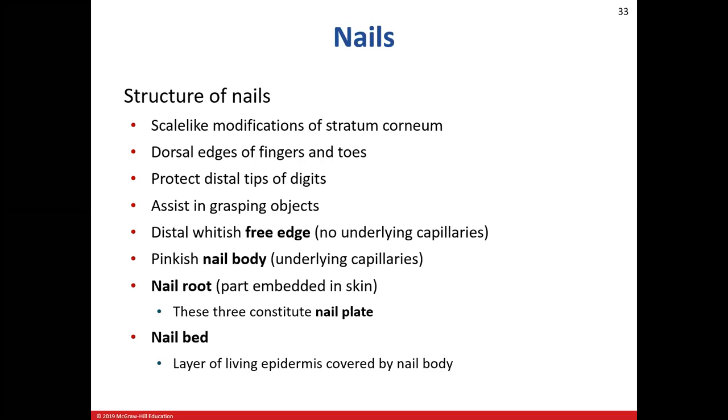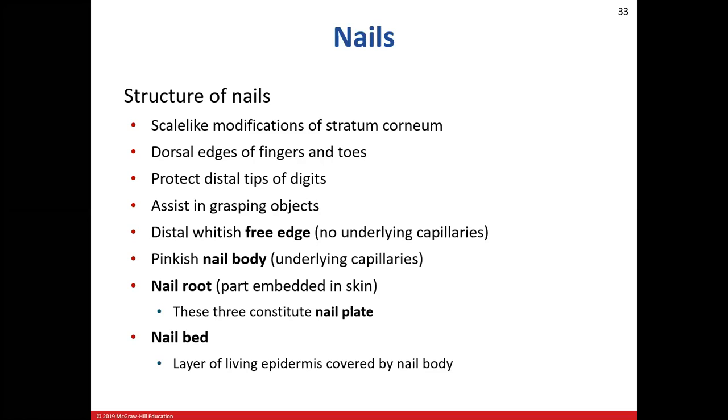Today we'll pick up on chapter 6 and we'll start talking about some of the accessory structures of the integumentary system. So our first accessory is going to be the nails. When we look at the structure of the nails, the nail is a scale-like modification of the stratum corneum. The dorsal edges of the fingers and toes are really where we find these.